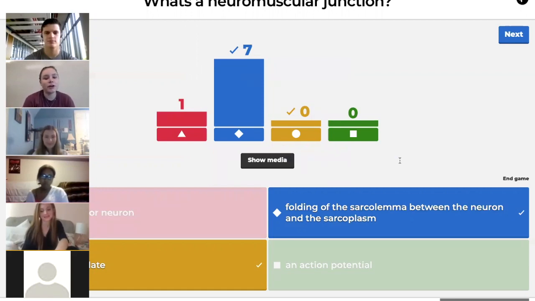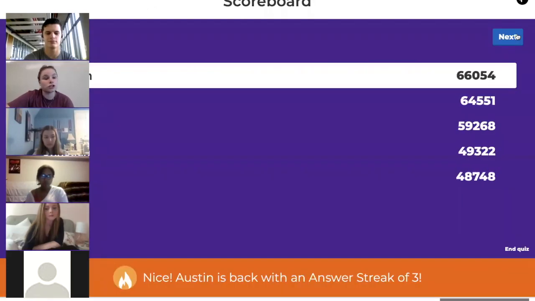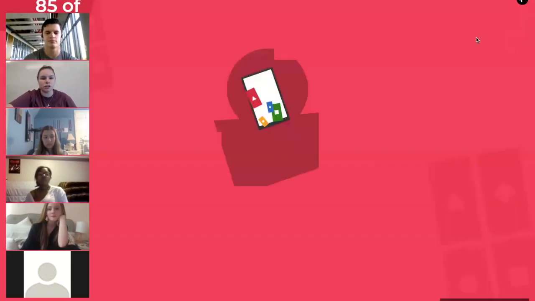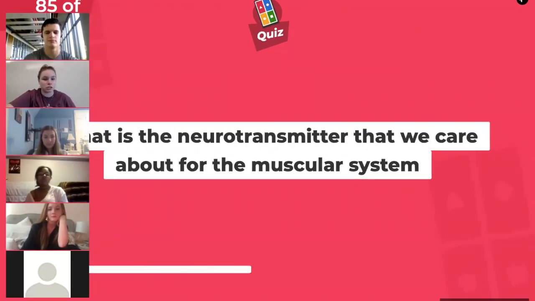Okay. A neuromuscular junction is the folding of the sarcolemma, which is the plasma membrane, between the neuron and the sarcoplasm. The sarcoplasm is that cytoplasm. It's also known as a motor end plate. So the junction is because it's 2 things junctioning. It's the end of the neuron, that axon terminal, and it's the start of our muscle fiber or our sarcolemma, okay? That's why it says junction. If you don't remember why it says junction, that's the reason.